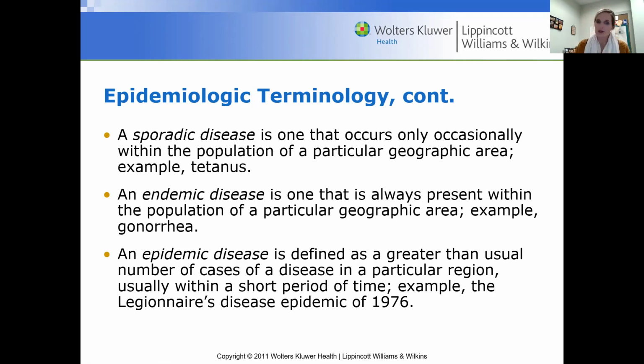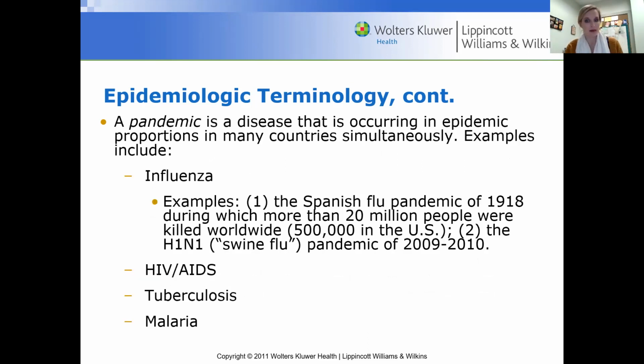But what happens is when that grows beyond our geographical region and starts to become something that occurs worldwide, that's where pandemic comes in. A pandemic is a disease that is now occurring in epidemic proportions, meaning it's still greater than the usual number of cases, but it's occurring in many countries simultaneously. So the flu that actually broke out worldwide was the Spanish flu pandemic of 1918. More than 20 million people were killed worldwide.